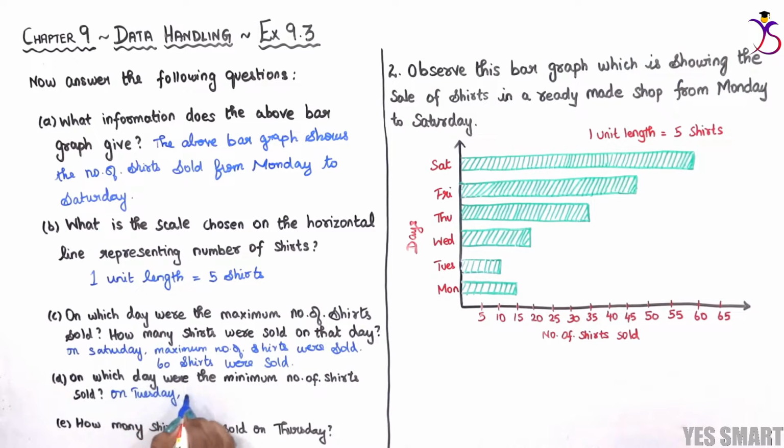To know the quantity, you can check through the horizontal line that the value is 10. So on Tuesday, only 10 shirts were sold. They didn't ask for the number. They had just asked the day. So we can just write, on Tuesday, the minimum number of shirts were sold.